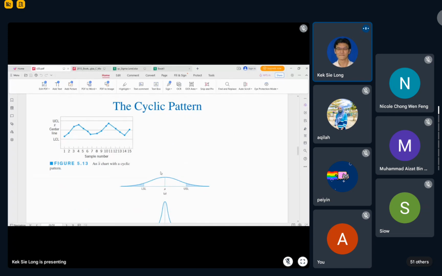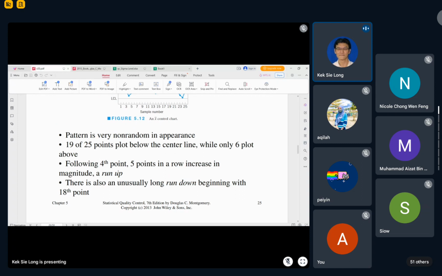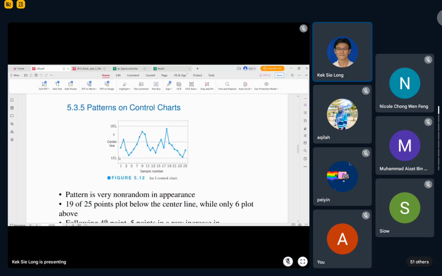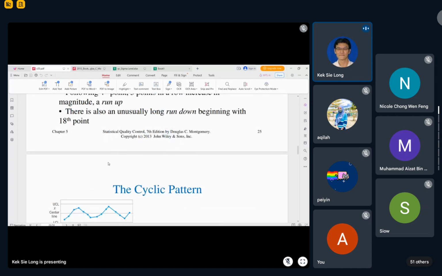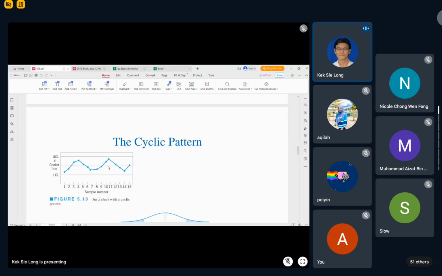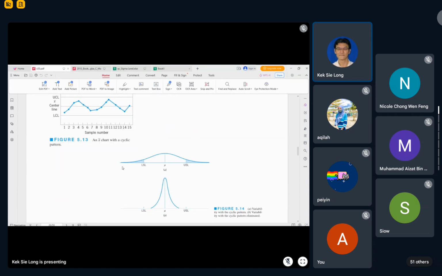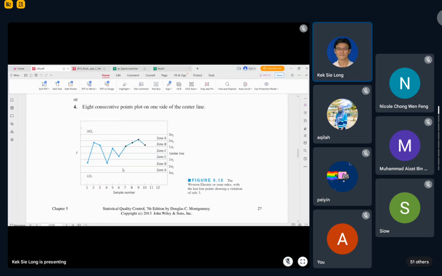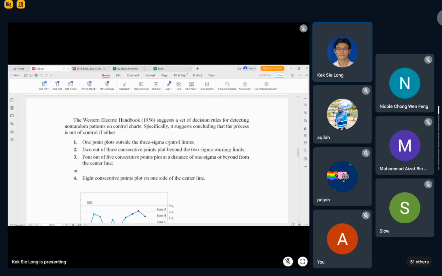And then for the cyclic pattern, it looks like this. Just now, the previous one was not given a specific name, it just mentioned pattern. But for the cyclic pattern, you see like this, they have a cycle. And then how about this? You see, we have zones A, B, C, C, B, A. You can have a read.